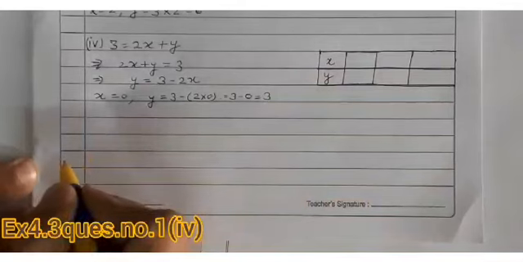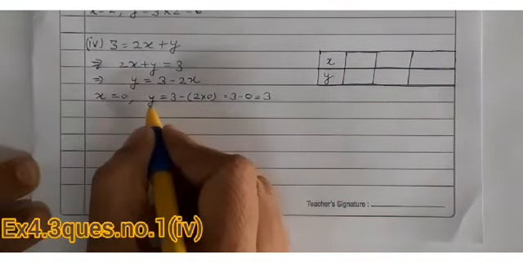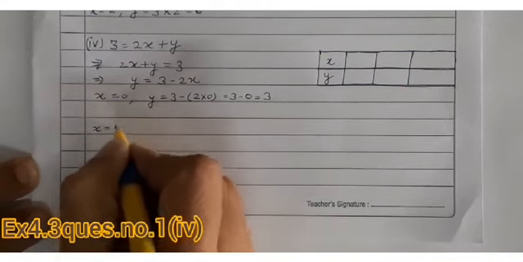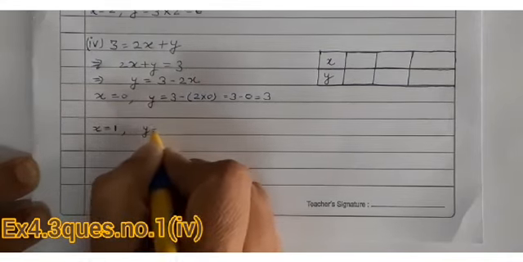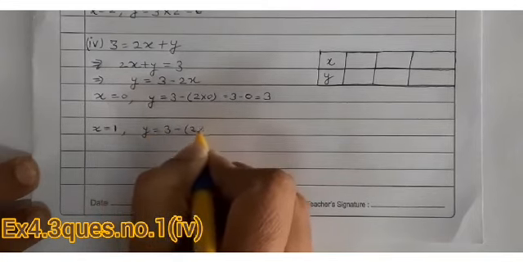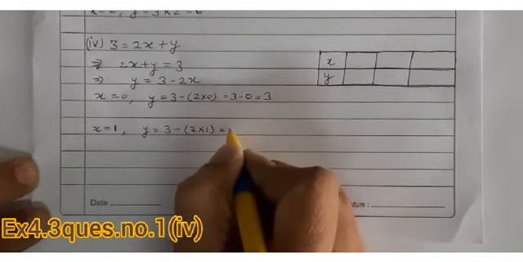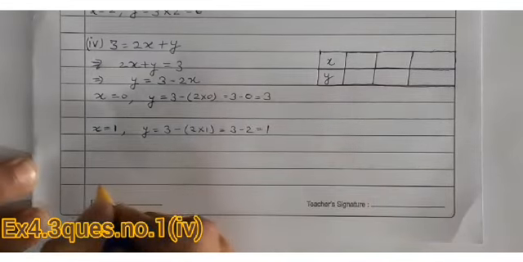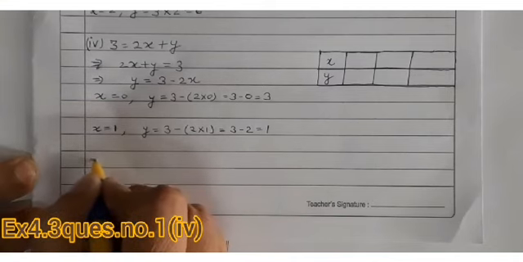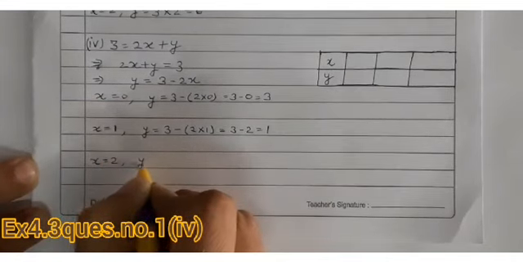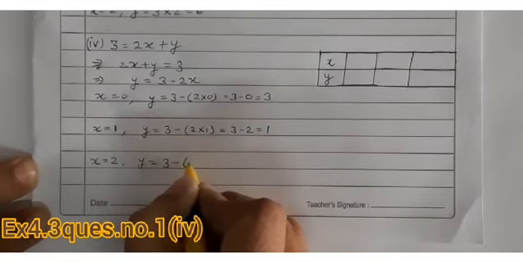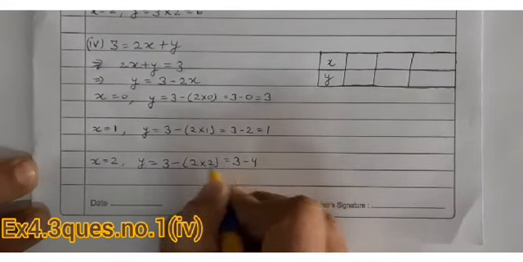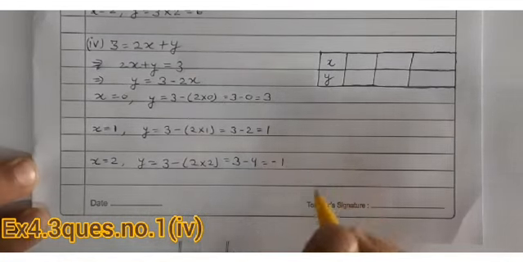So when x is 0, y will be 3. Then take x is equal to 1. Then what is the value of y? Check: 3 minus 2 into 1, that is 3 minus 2, which is 1. Take x is equal to 2. y is equal to 3 minus 2 into 2, that is 3 minus 4, since 2 twos are 4. This will be minus 1.